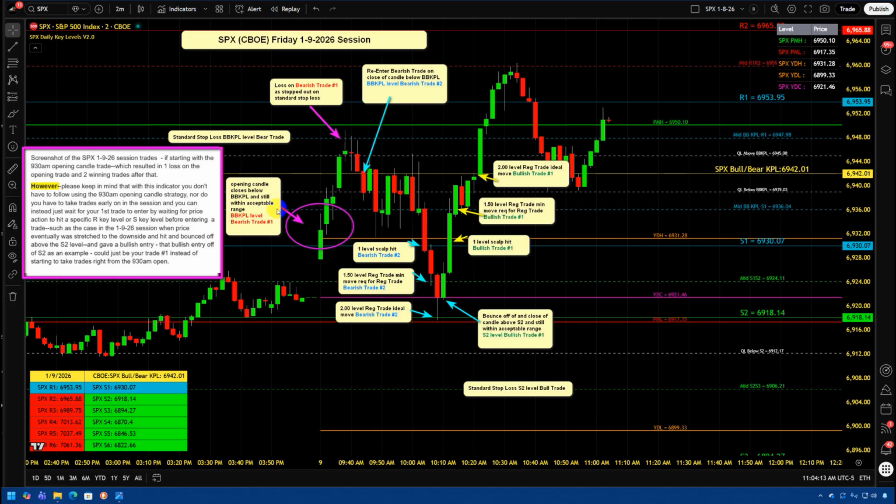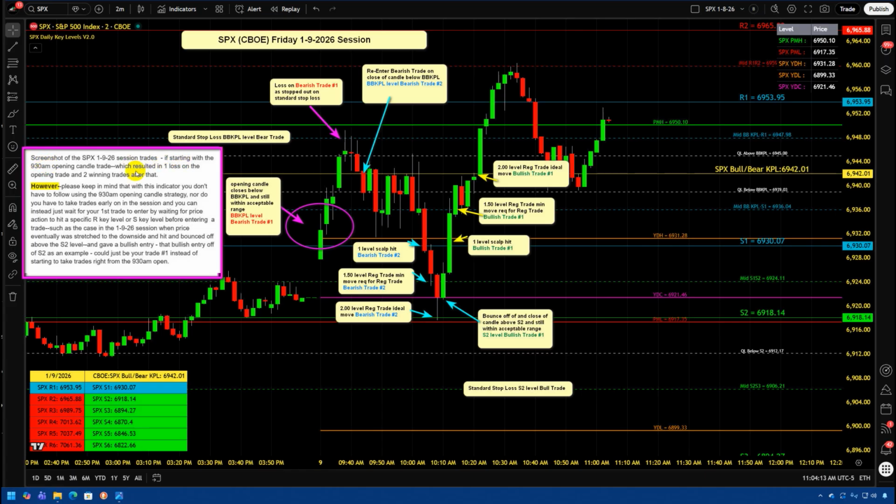So here we have the opening candle which closes below the BB-KPL. This is the 9:30 a.m. opening candle here for this session, and is still within the acceptable range. The acceptable range for the opening candle, and also acceptable range for candles in general taking trades off of any of the main key levels, is discussed in another video. There's also an accompanying PDF document on that particular topic. So keep in mind this note here.